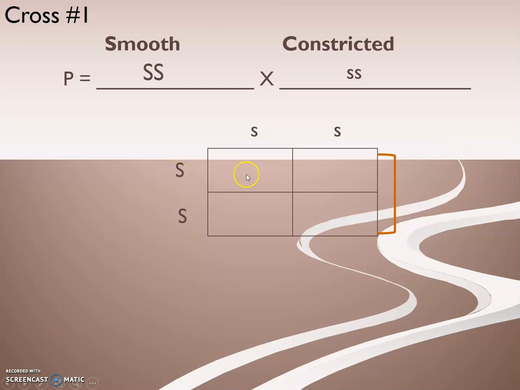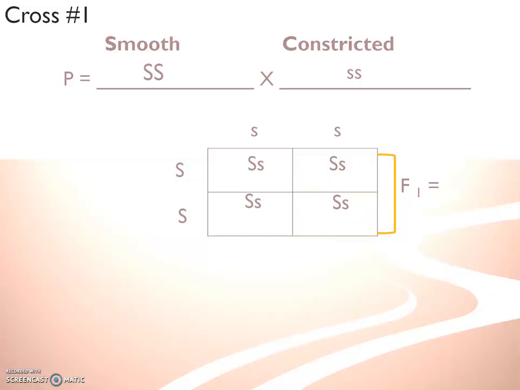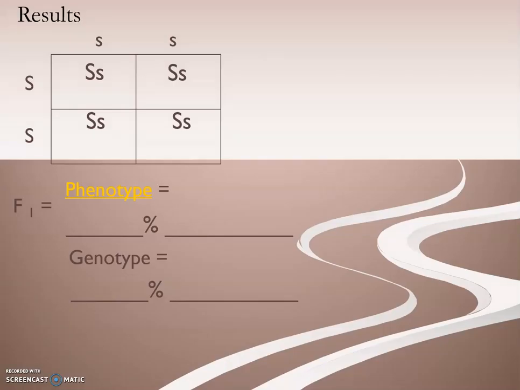So let's put them together in box 1, 2, 3, and 4. Box 1, big S, little s, 2, 3, and 4. And there's our first generation of pea plants, and we'll get those seeds and save them to the next growing season. To analyze them, big S, little s will be smooth, smooth, smooth, and smooth.